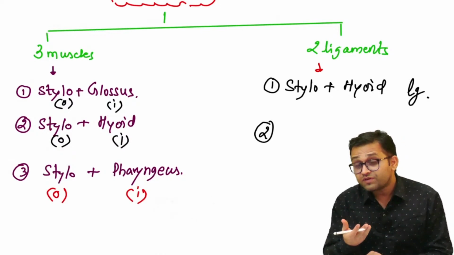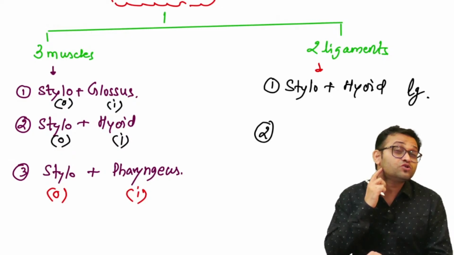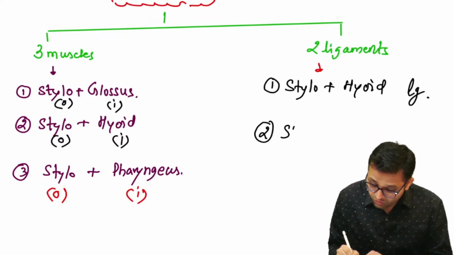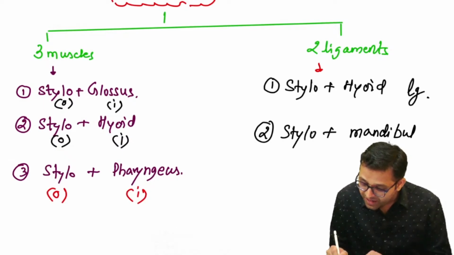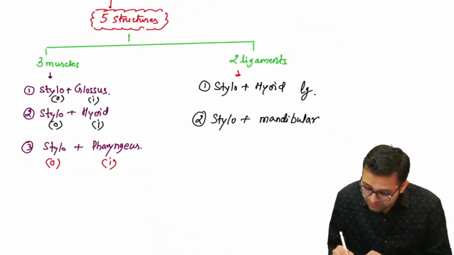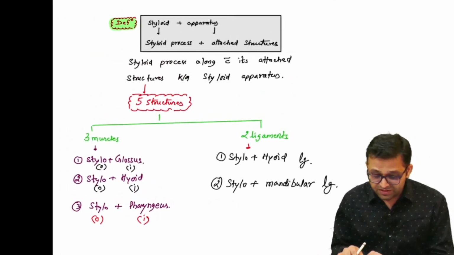Now what is the other one? It will take origin from the styloid process and get attachment to the mandible. So what should be the name? Stylomandibular ligament. Agree? So can you remember these slides?